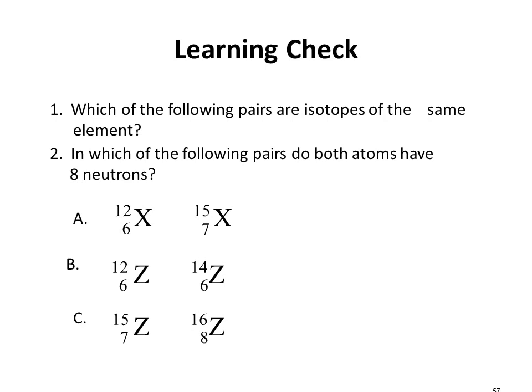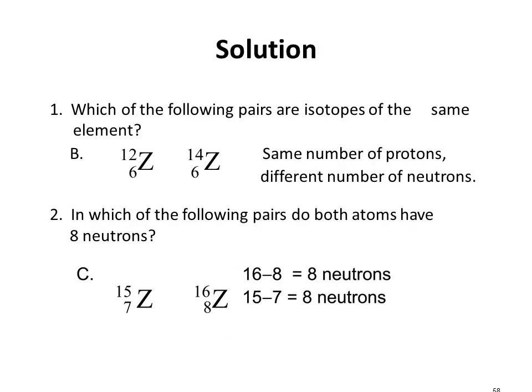Then if we look at number 2, in which of the following pairs do both atoms have 8 neutrons? In this case, we have to do the subtractions. In A, we have a mass number of 12 and an atomic number of 6, so that gives us a remainder of 6 neutrons. So A cannot be correct. Choice B does the same thing. 12 minus 6 is 6, so that cannot be the correct answer. The only one left is choice C. If we do it out, we have 15 minus 7, which gives us 8. The second column gives us 16 minus 8, which is 8. So both of them have 8 neutrons. And there you see it.